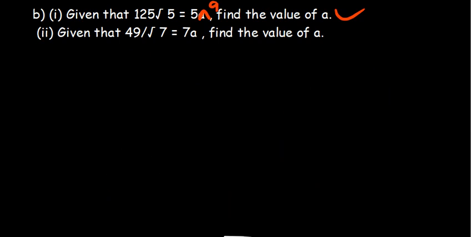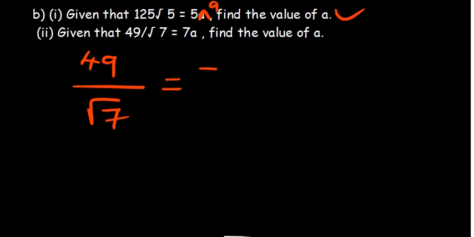Now we move to the second part of the question, you have 49. This time around we are dividing. It's 49 divided by the root of 7, being equivalent to 7 to the power a as well. So we are also expected to find the value of a. We want to make sure we have the left hand side expressed in terms of 7. So 49 is the same as 7 squared.